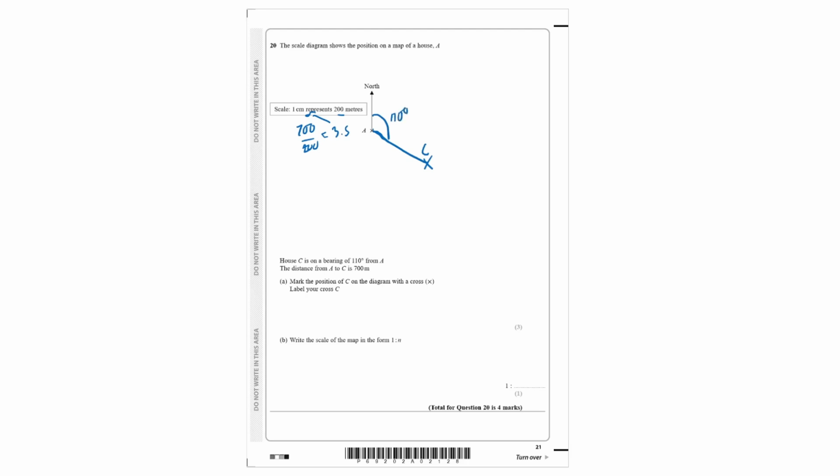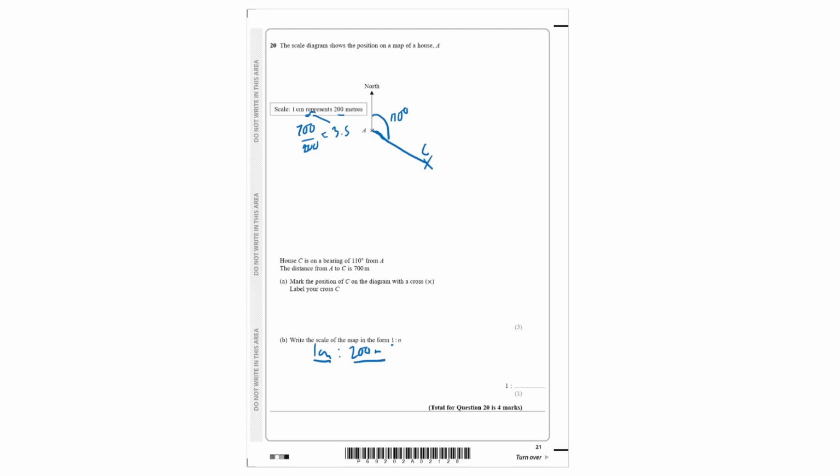And write the scale of the map in the form 1 is to n. So we already know that it's 1 centimeter is to 200 meters. We just have to convert everything into one format. And since it's asking 1 already given, that means that centimeters remain centimeters.